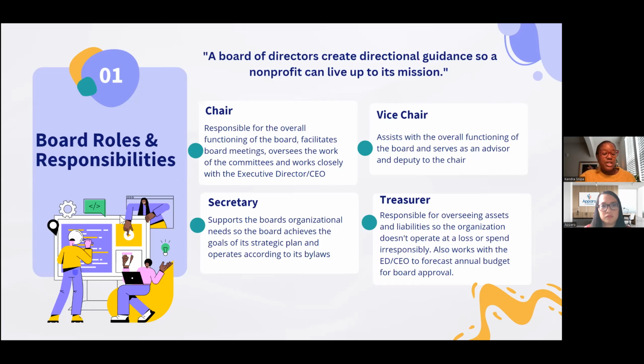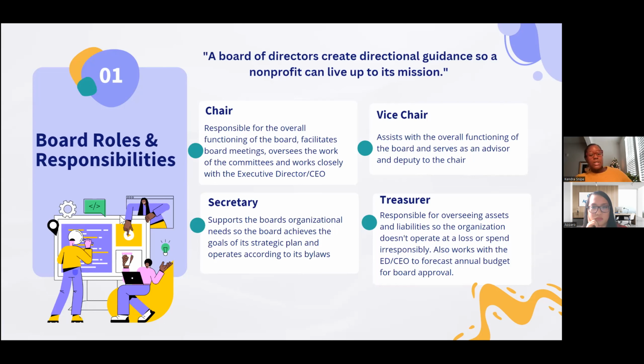Then you have the vice chair, who's basically the understudy to the chair. So this person would assist with all of the functioning of the board and serves as an advisor and a deputy to the chair. So in the event that the chair cannot step up for whatever reason, you should have been in such great sync with your vice chair that they should be able to step up and continue carrying on the responsibilities even in your stead.